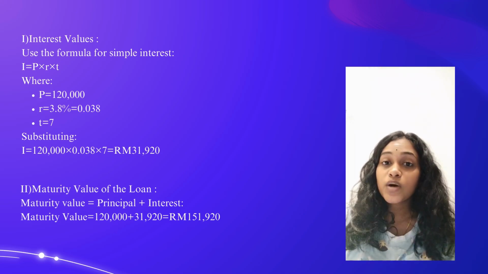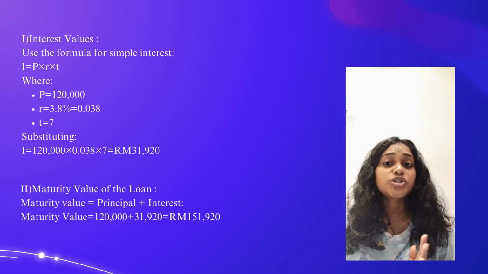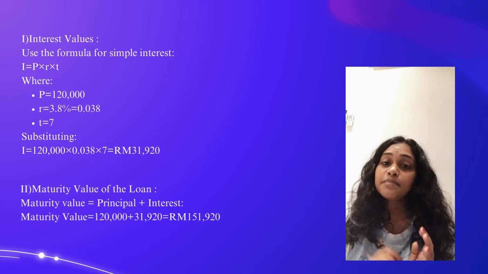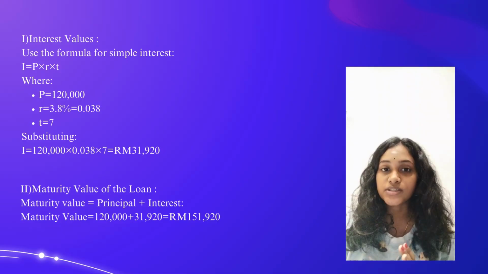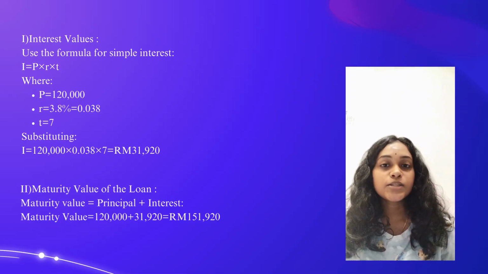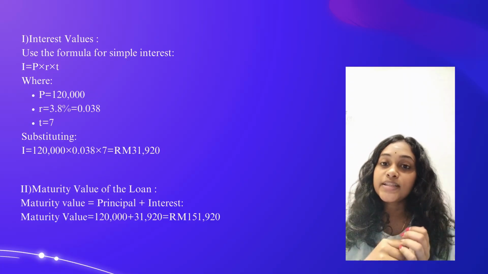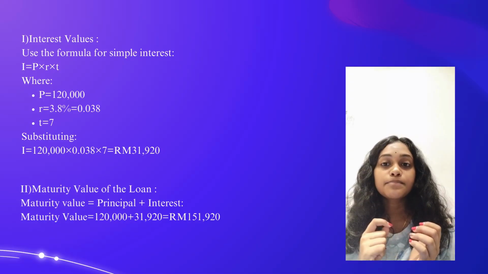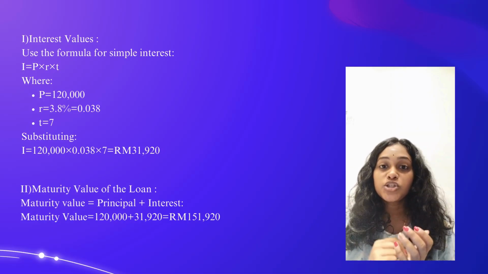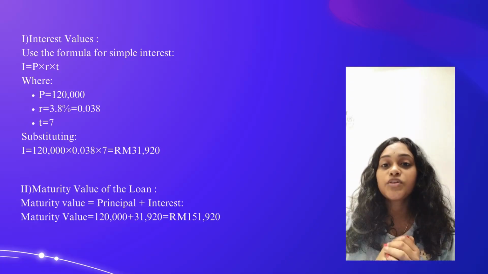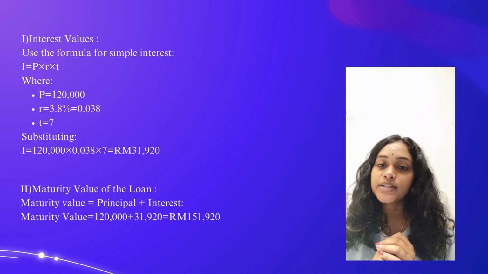So, the second one is maturity value of the loan. Next, let's find the maturity value of the loan. The maturity value is simply the principal plus the interest. So, let's recalculate that. Maturity value equals 120,000 plus 31,920. That gives us a maturity value of 151,920 ringgit.